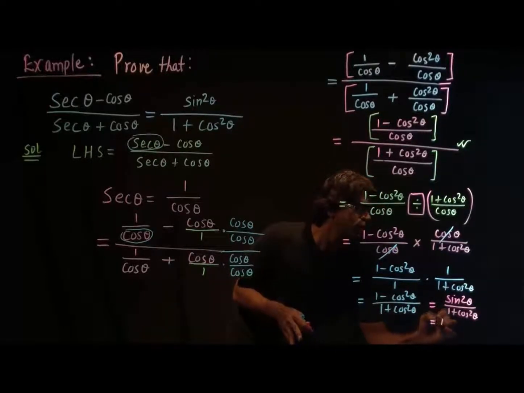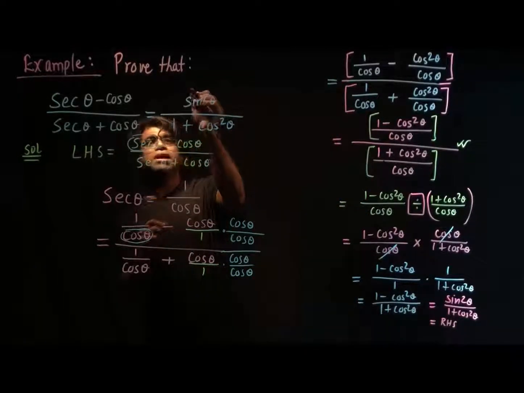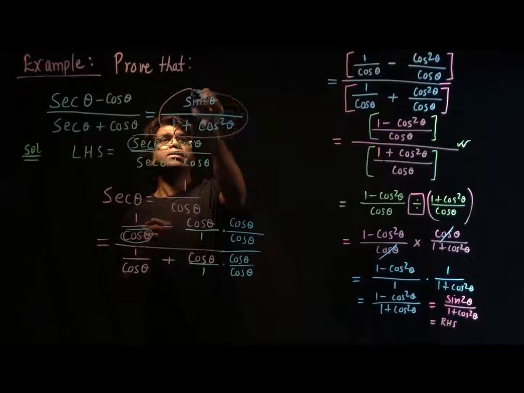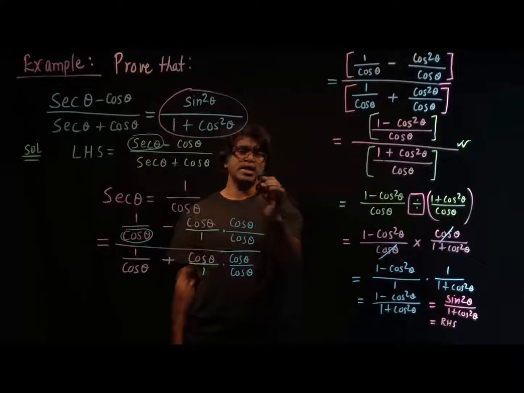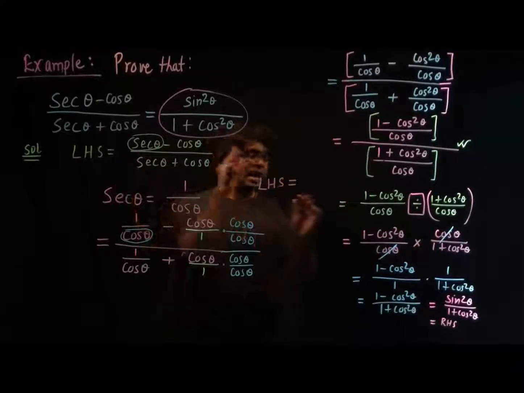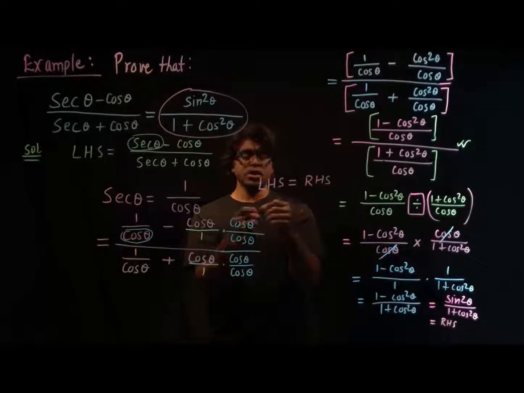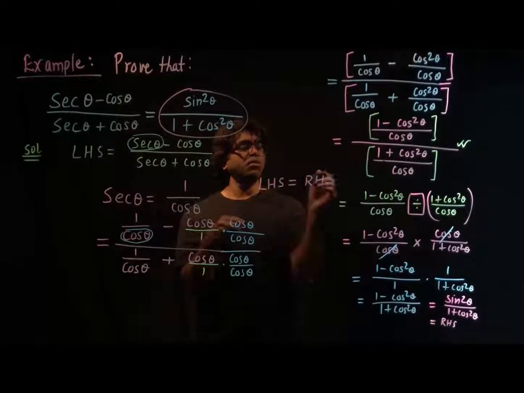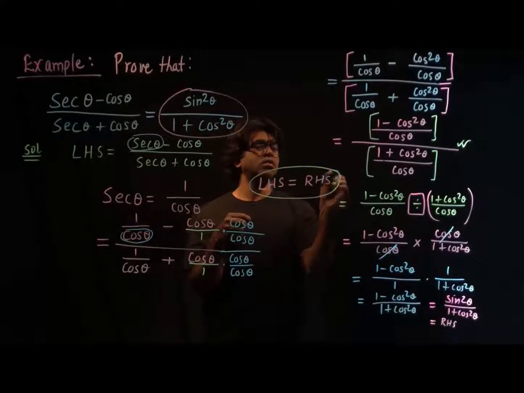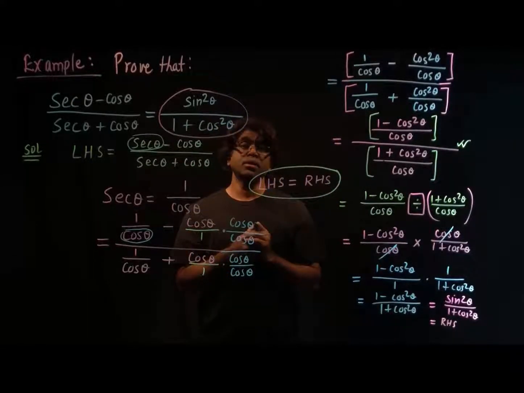And this is my right hand side. Look at this, this is my right hand side from here. So basically what I did, I started with the left hand side and I proved that the left hand side can be converted into the right hand side. So we proved that the left hand side is equal to the right hand side for this example.